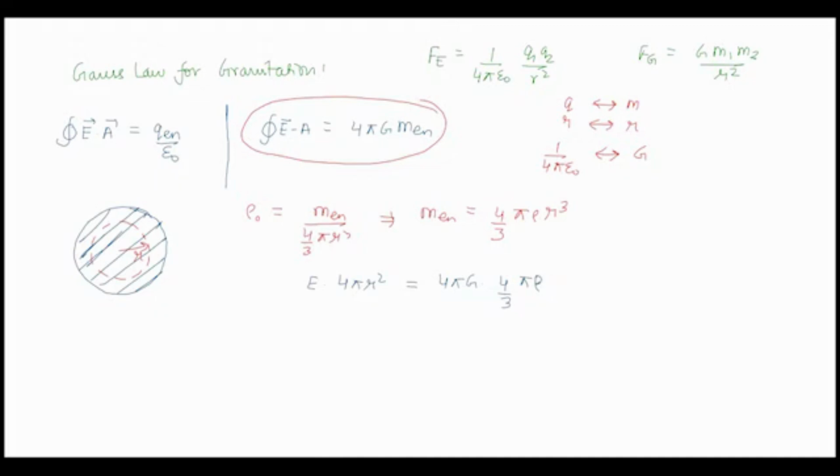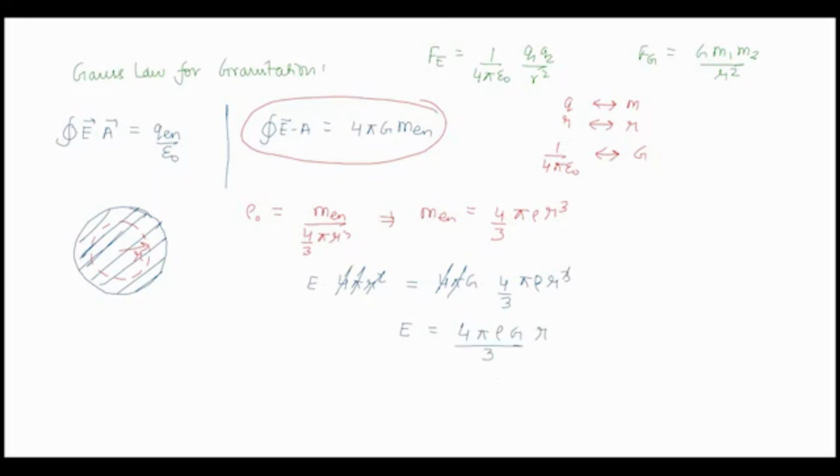So we can cancel out 4 pi, and r square can be removed. We get E equal to 4 pi rho G r by 3. So E is proportional to r.